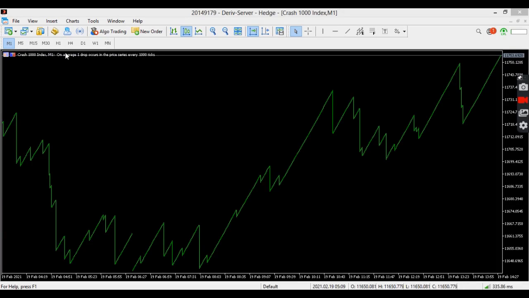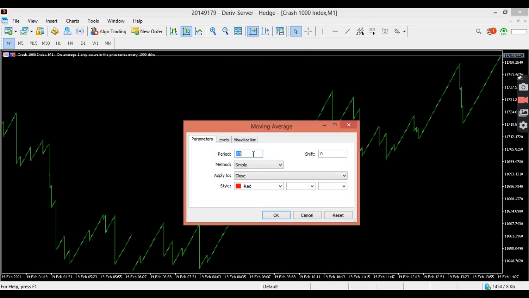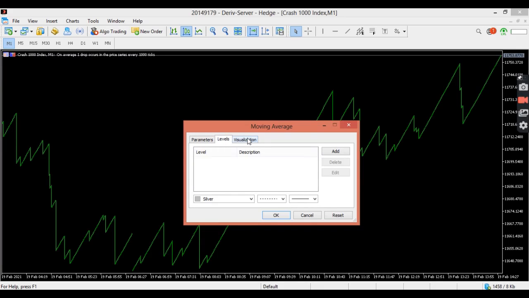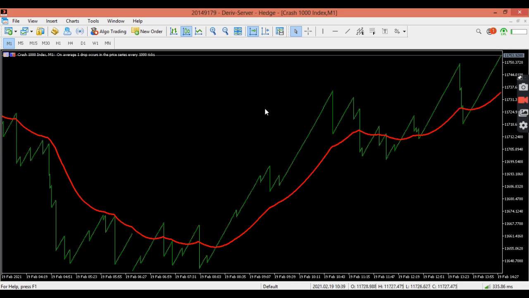The first moving average, use the 50 moving average. Let me insert indicators, moving average. 50 period, shift 0, apply to close, method smoothed, color red. Pixel 4, no, I don't want this one, so let me just make it 2 pixel. No levels, nothing. That's just it.